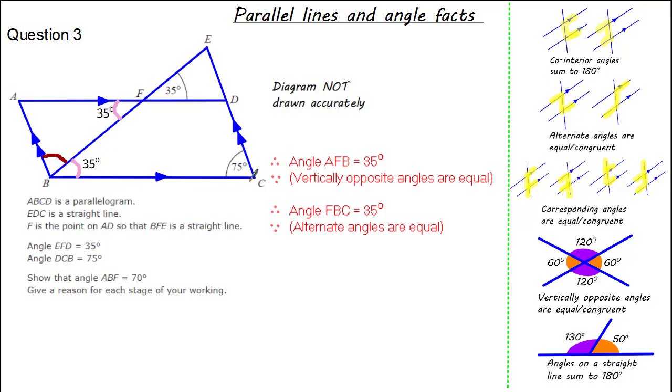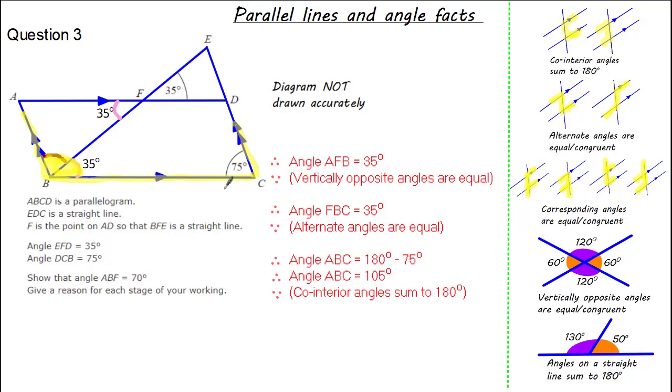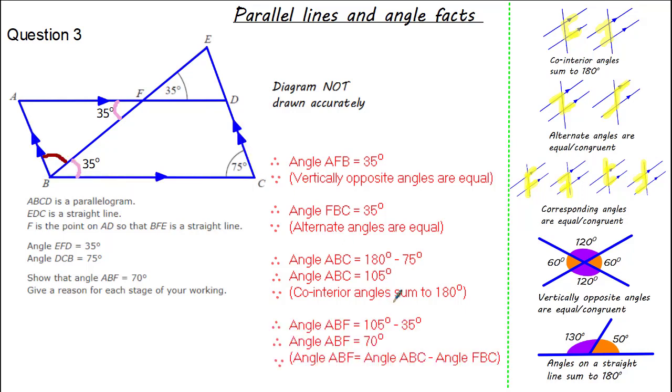Now let's have a look at our 75 degrees. Can you spot another angle fact? You might be able to see this C shape, so we know angle ABC must be 180 degrees minus the 75 degrees, which gives 105 degrees, because these are co-interior angles and they sum to 180 degrees. Now we know angle ABC is 105 degrees, therefore we can work out angle ABF. 105 degrees subtract our 35 degrees confirms an angle of 70 degrees, because angle ABC subtract angle FBC is angle ABF.